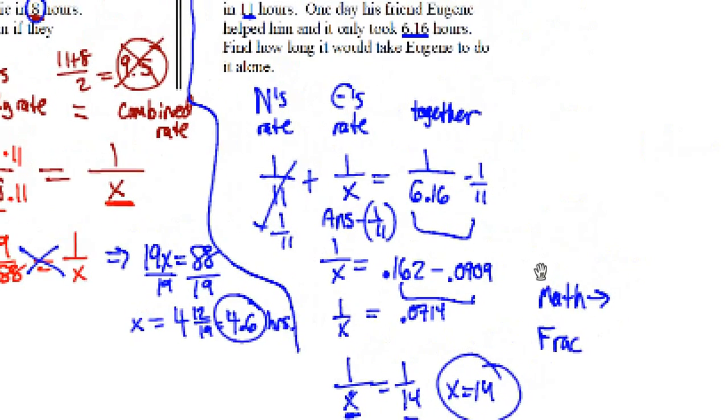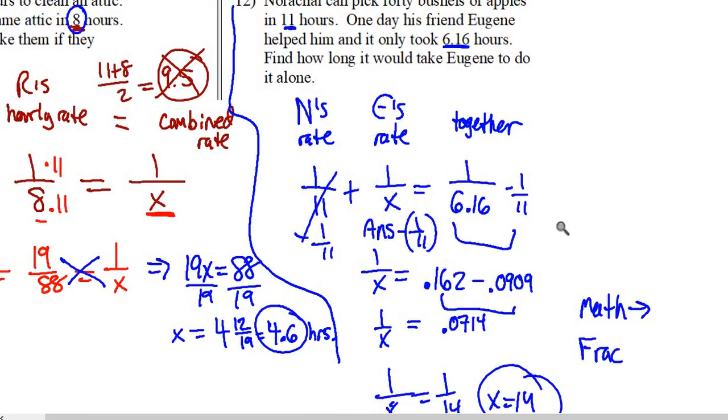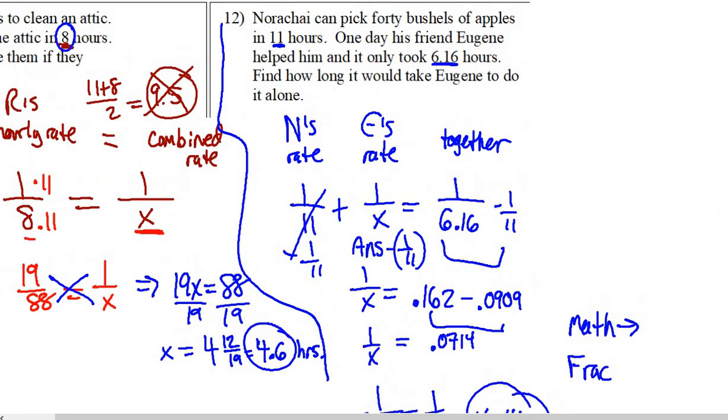So does that make sense? Well, if he takes 11 hours and Eugene takes 14, yes, it makes sense that together they could do it in about 6 hours. So that's how we would solve that.